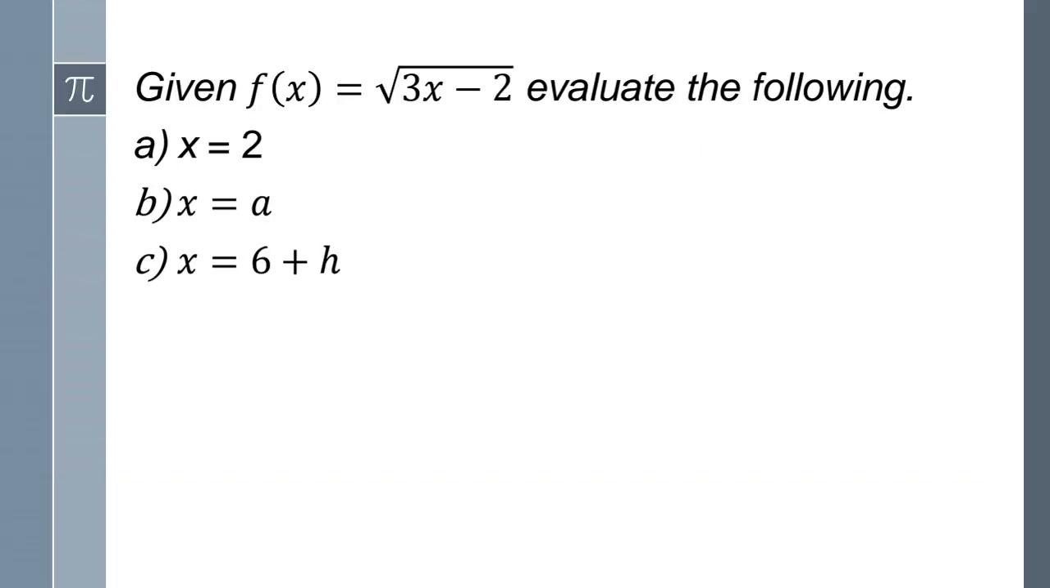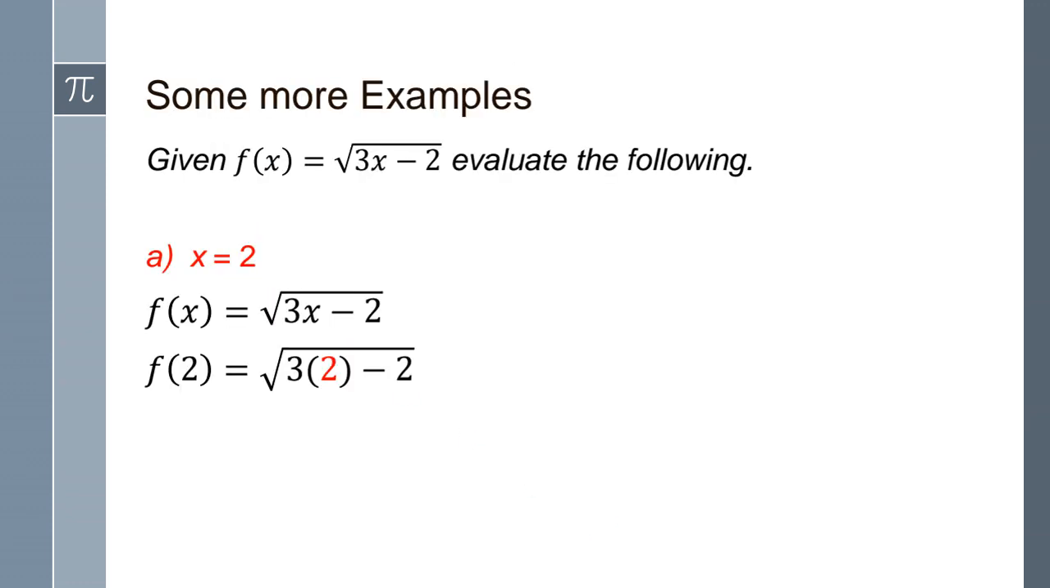So one of the first things that we're going to look at is evaluating functions. Here they tell us, given f of x equals the square root of 3x minus 2, evaluate the following three different problems. Given that x is equal to 2, x is equal to a, and x is equal to 6 plus h, we'll do a first.